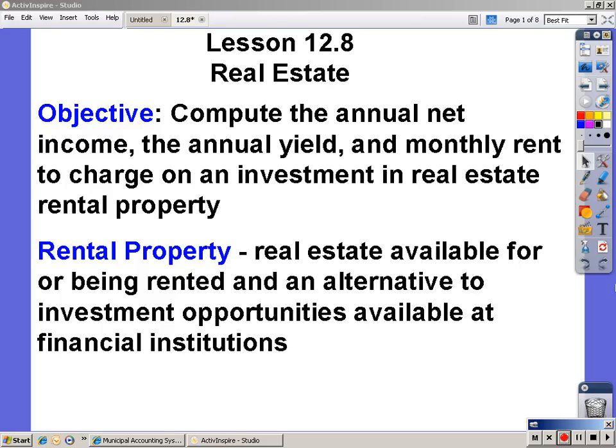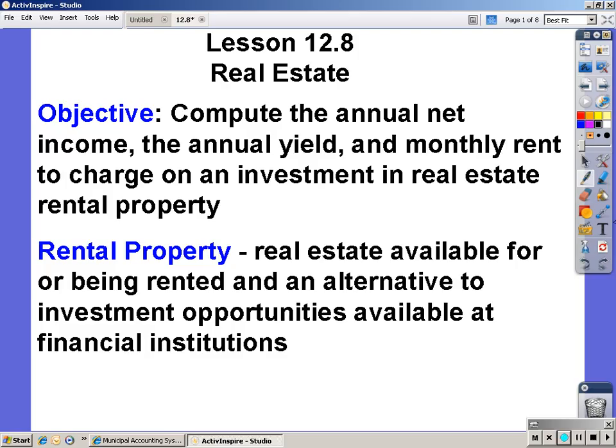Lesson 12.8, real estate. Your objective is to compute the annual net income, the annual yield, and the monthly rent to charge on an investment in real estate rental property. Rental property is real estate available for or being rented and an alternative to investment opportunities available at financial institutions.